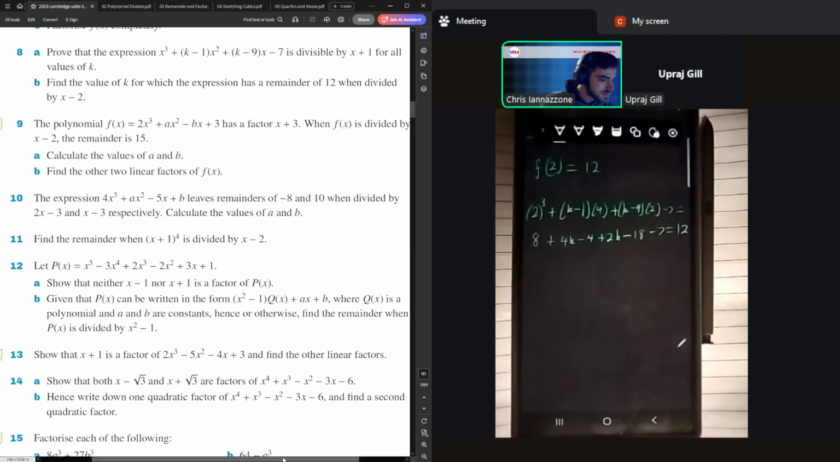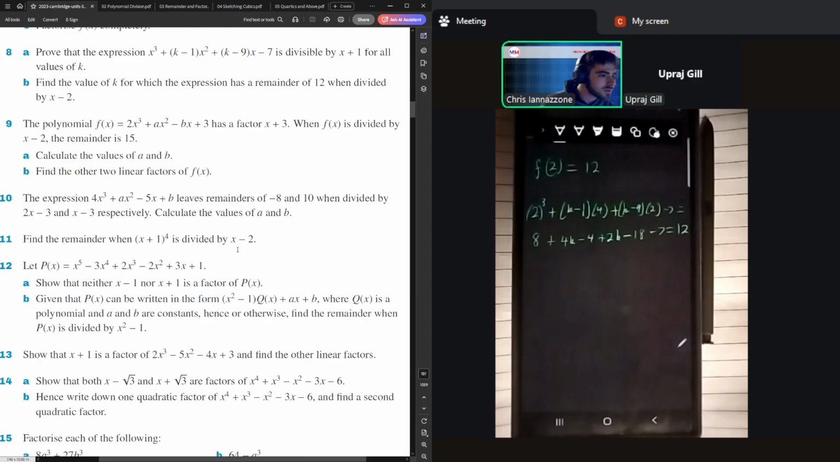Next up. So polynomial that's got some a's and b's in it this time has a factor. When f is divided by x minus 2, remainder is 15. So again, we got a very similar thing. When f is divided by x minus 2, we had remainder 12. Now we got remainder 15. Same thing. A lot more open-ended this time, though. It just says calculate a and b.